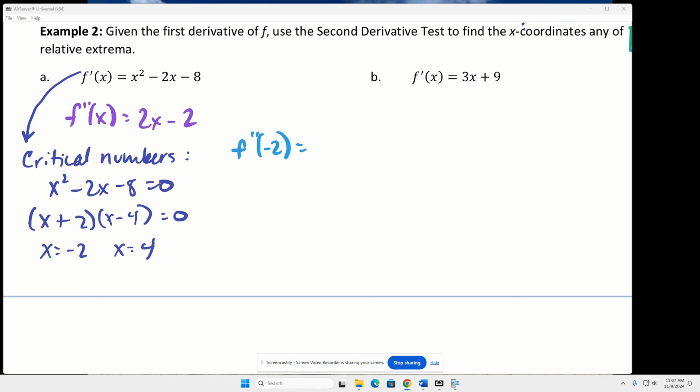So we could actually do it all out if you wanted to. Or just use logic. So if I do that, am I going to get a positive or a negative? Definitely a negative. Negative something. It doesn't matter what. All right, so that means we have a potential relative maximum or minimum. The second derivative is negative, so we're concave down. So what do we have at -2? Maximum.